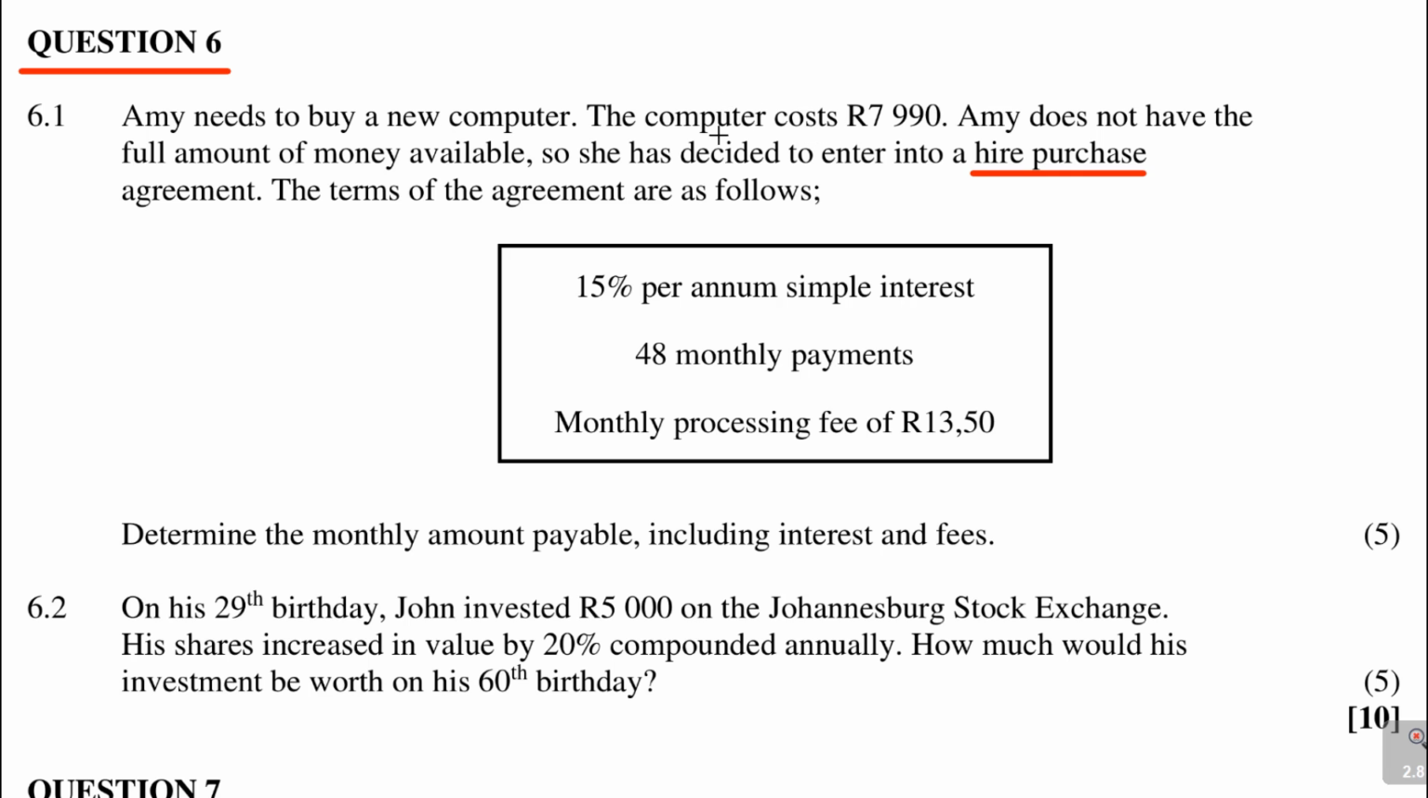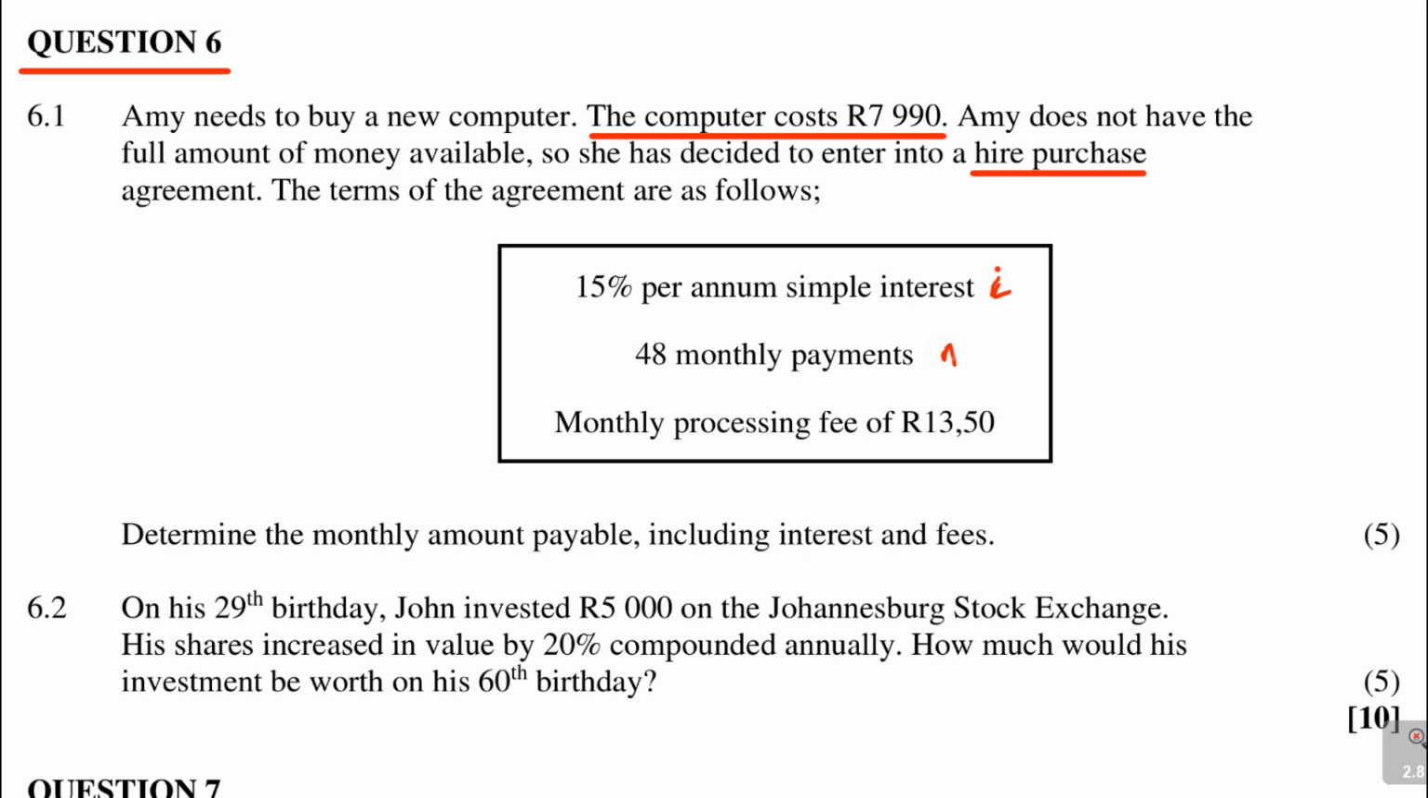Okay, buy a new computer. So this is the price. She doesn't have the full amount, so she had to enter into a hire purchase (HP) agreement. The terms of the agreement are as follows: 15% per annum simple interest. That's our I there. Okay, 48 monthly payments.